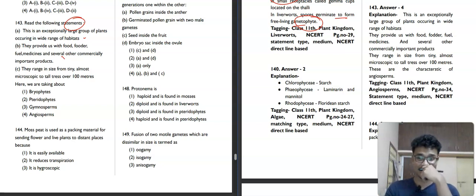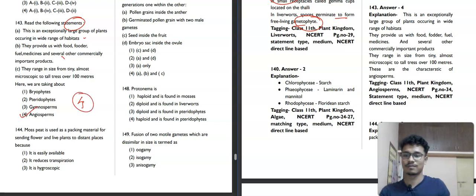Either it is bryophyte. Have you seen any bryophyte 100 meters tall? I don't think so. Pteridophyte 100 meters? I don't think so. Gymnosperm could definitely, and angiosperm. So now the choice is between gymnosperms and angiosperms. It is saying a large group of plants occurring in a wide range of habitats, they provide us with all these. So it should be angiosperm. These are the characteristics of angiosperm. So the fourth option will be your correct answer.